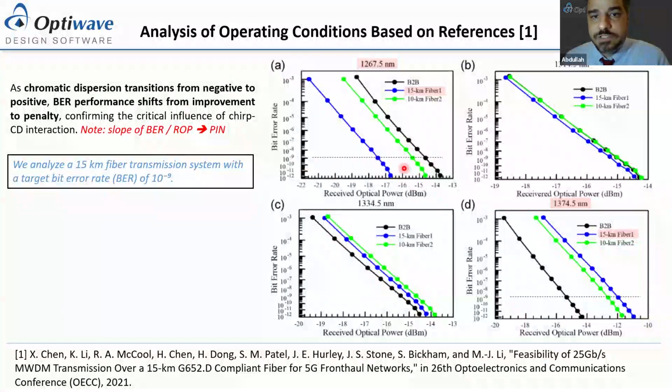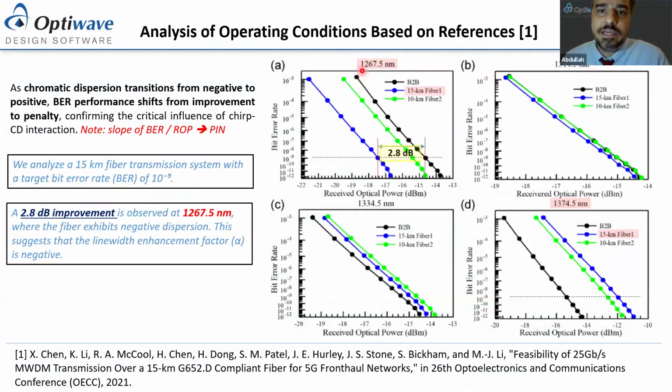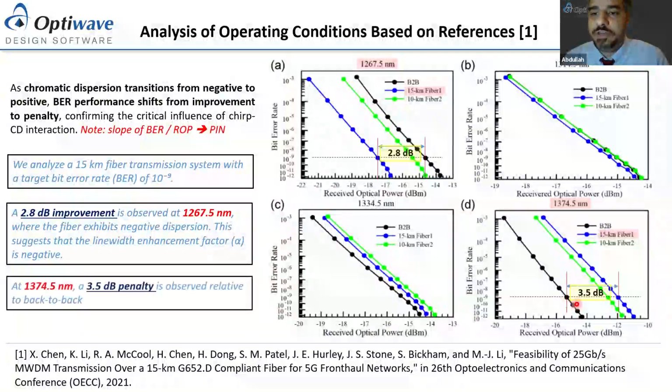So if you observe this operating point, you can see that at 1267.5 nanometers, there's about 2.8 dB penalty, sorry, dB improvement, my apologies, relative to back-to-back. So you can see now you have a lower received optical power. It's 2.8 dB improvement. And if you're operating at 1374.5 nanometers at the same BER threshold, you have a 3.5 dB penalty. So as Dr. Chen has pointed out, you do actually see significant improvement when the sign of the linewidth enhancement factor is aligned with the sign of the dispersion in the fiber.